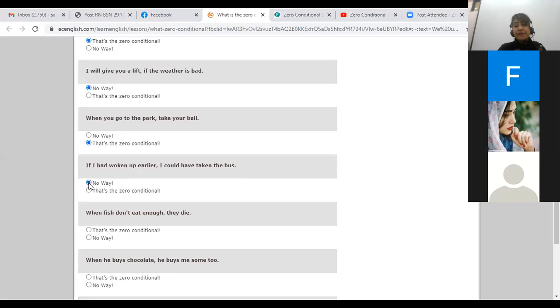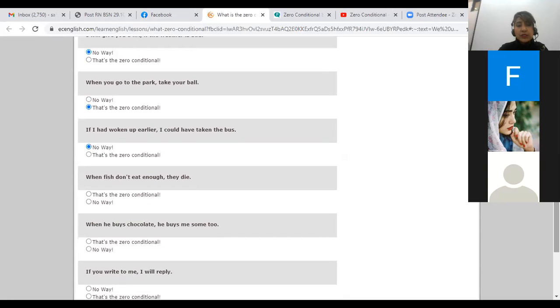When fish don't eat enough, they die. That's the zero conditional. Okay.